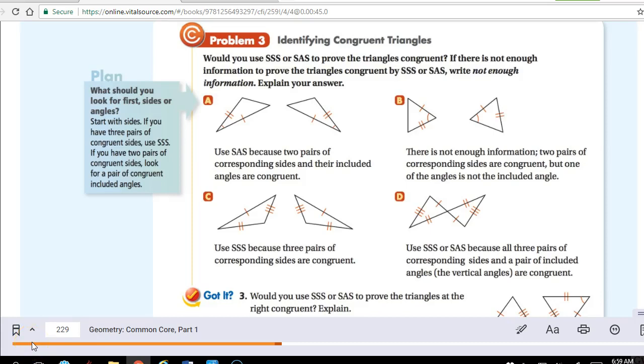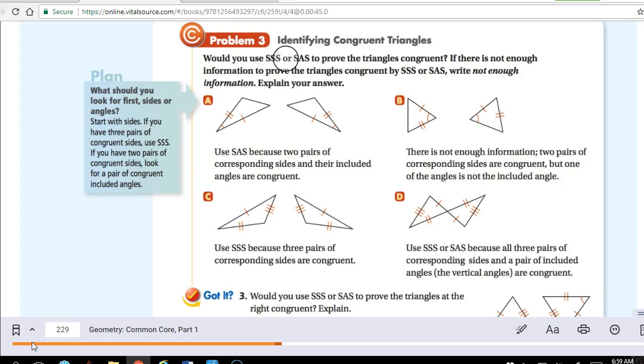Hello, on this particular problem found on page 229 in your geometry textbook, this is problem number 3 found in section 4.2 on page 229. And as we look at this particular problem, it's asking us to identify congruent triangles.